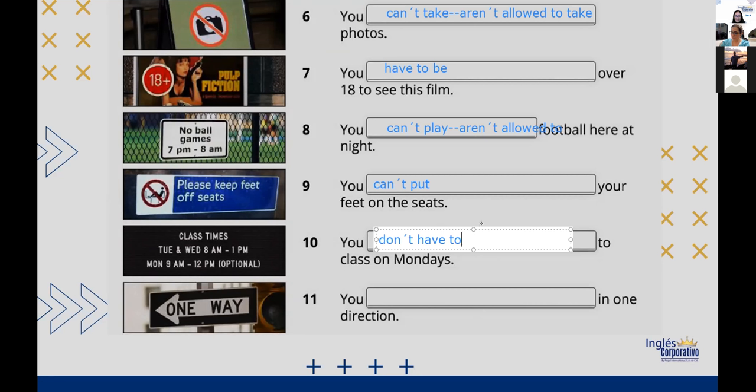Let me see, what else do we have? You don't have to be in class on Mondays. You don't have to attend class on Monday. It's optional, right? So this is when it's not an obligation. That is optional, okay? If you want, you attend, but if you don't want, you don't have to. And the number 11, one way.